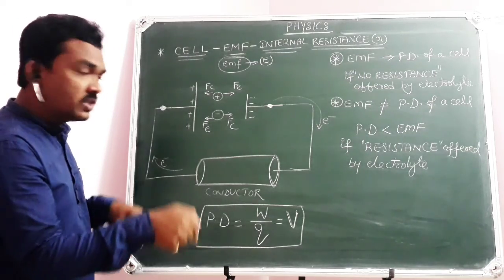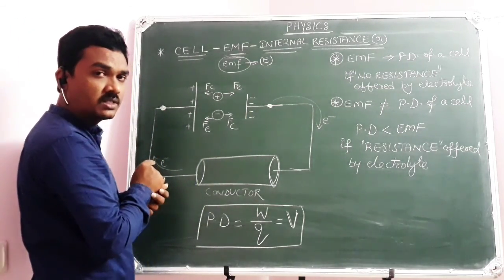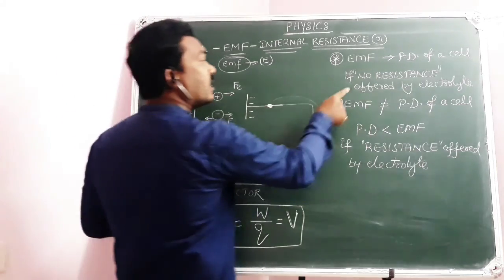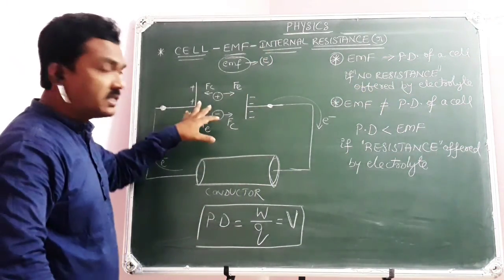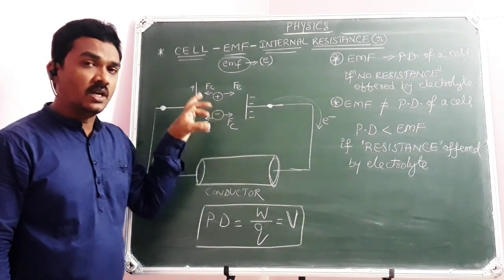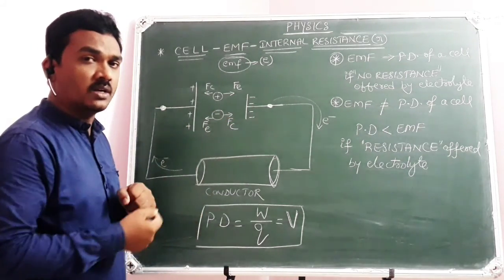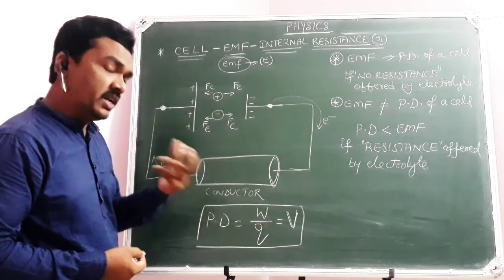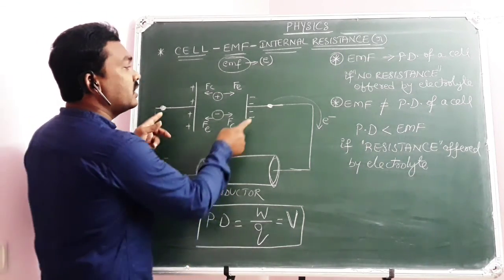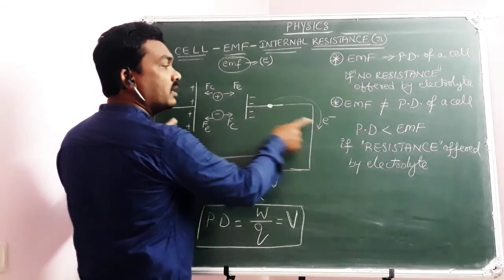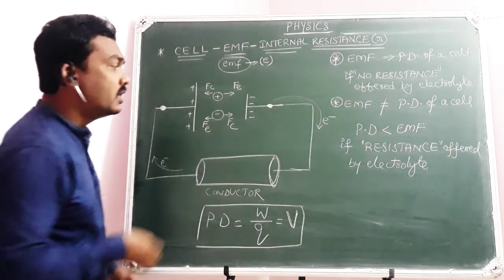is EMF, which is equal to the potential difference between the two terminals of the cell when no internal resistance is offered by the electrolyte. But if the cell has some internal resistance offered by the electrolyte, then some work will be done to overcome that internal resistance, so that some energy will be consumed. Obviously some work is done, so that ultimately the potential difference across the terminals will be less than EMF. This is what you need to understand.